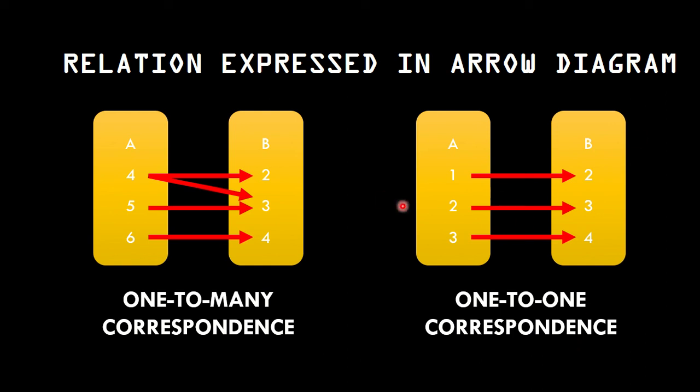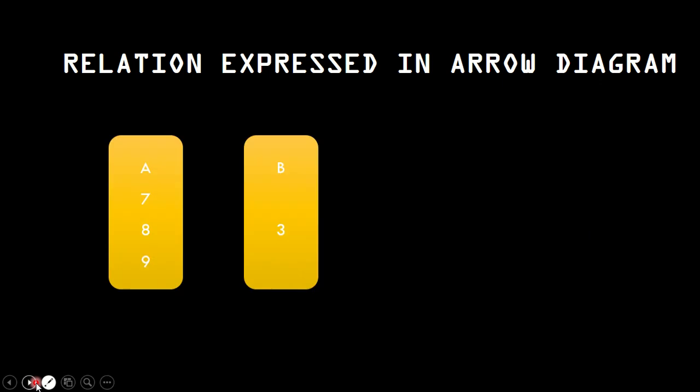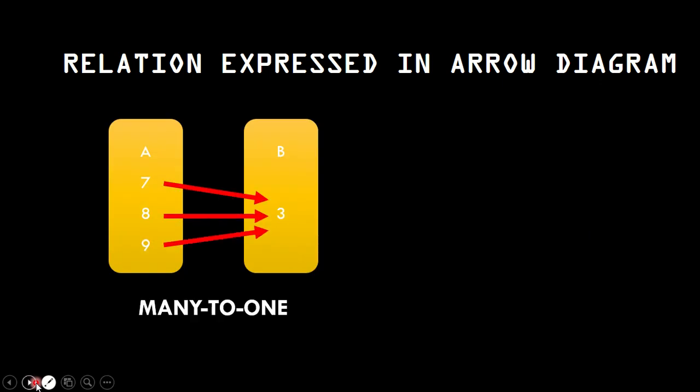And then we have your one-to-one correspondence, wherein one element only corresponds to one element of another set. So we have 1, 2, 2, 3, and then 3, 4. And then for many-to-one correspondence, here there are 2 or more elements that are connected to one element of the other set. So we have here 7, 3, 8, 3, 9, 3.